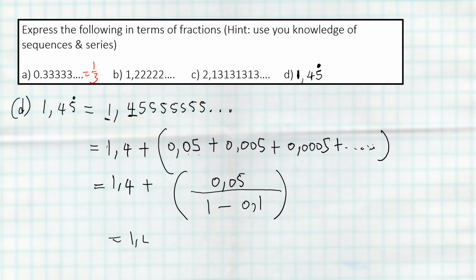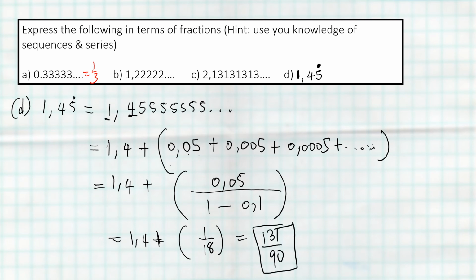I'm just using the sum to infinity formula to get the answer for that, right? So that we can express it as a fraction, 1 minus 0,1. Then this will give me 1 over 18. So 1,4 plus 1 over 18, just going to give me 131 over 90. So if you punch 131 over 90, it's just going to give you 1,4555 to show that really, if we are expressing this as a fraction, this must be its fraction.